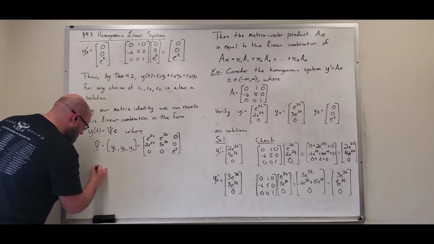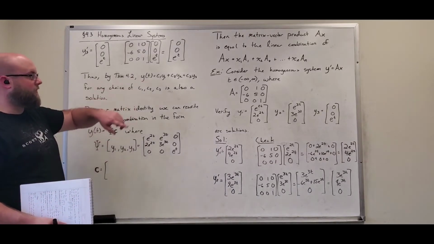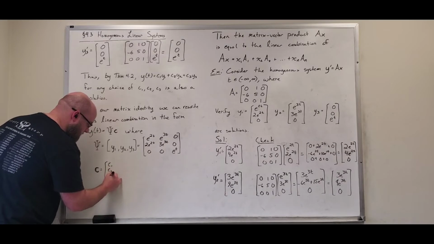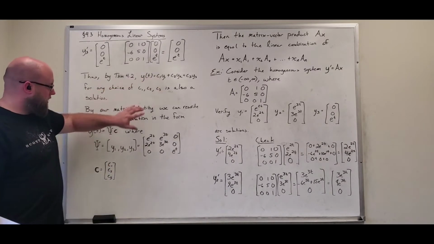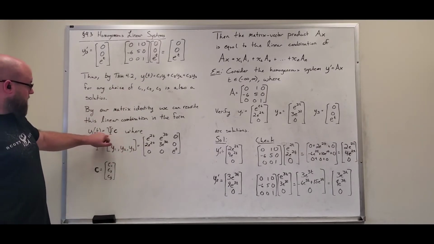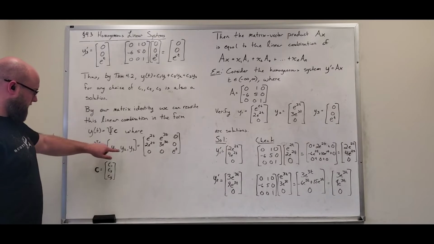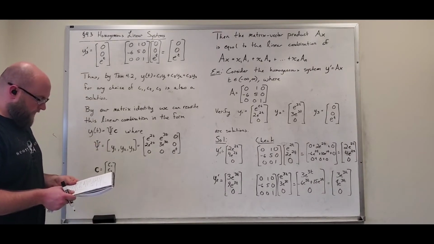And c here is just equal to the vector represented by c1, c2, and c3. So again, we've taken this linear combination and rewritten it as a matrix-vector product, represented by this matrix C and this vector. Okay. Well, we have that.